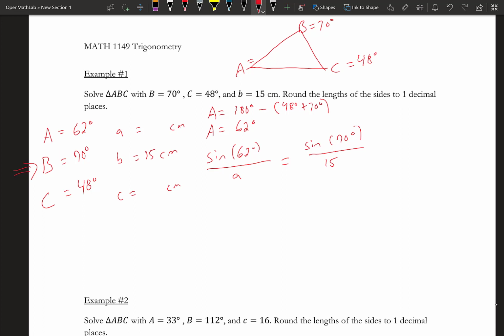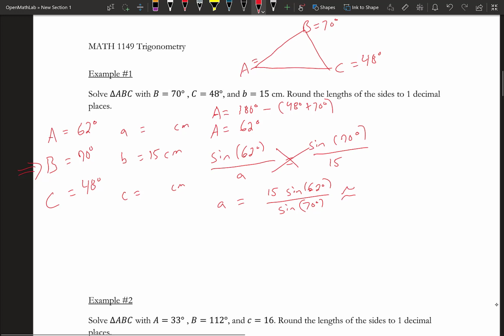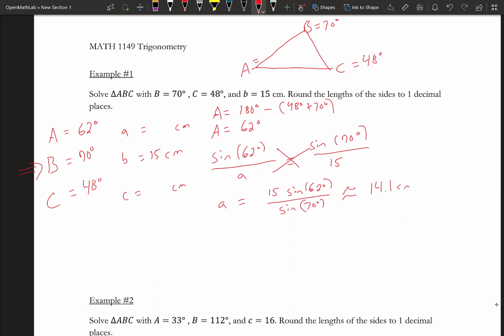Then this is like a proportion, so I can just cross multiply. So a is going to be equal to 15 times sine of 62 degrees, all divided by sine of 70 degrees. Just like in middle school when you did proportions, same idea. So this would be the exact answer. Then we could plug this in to get an approximation. We're supposed to round to 1 decimal spot, so this should come out to be 14.1 centimeters.